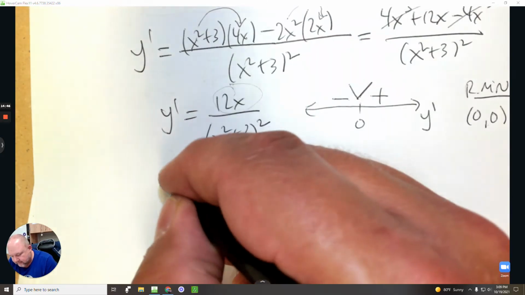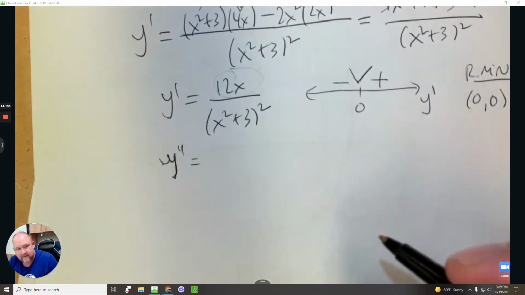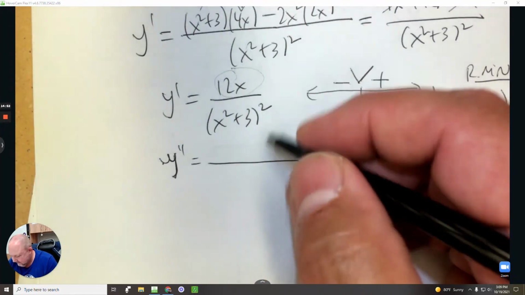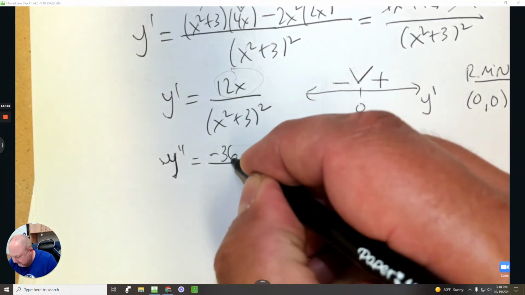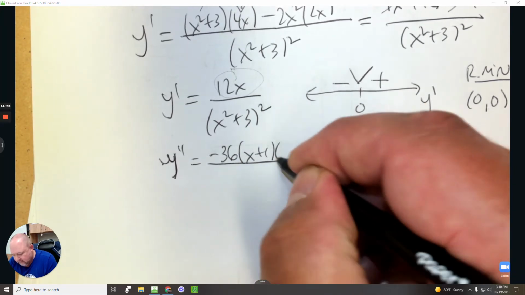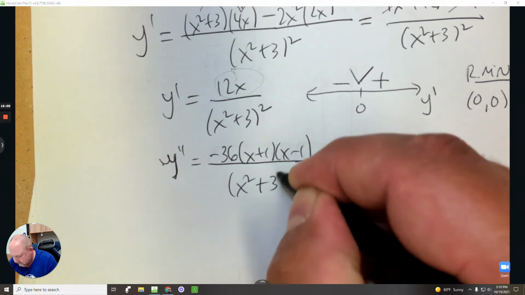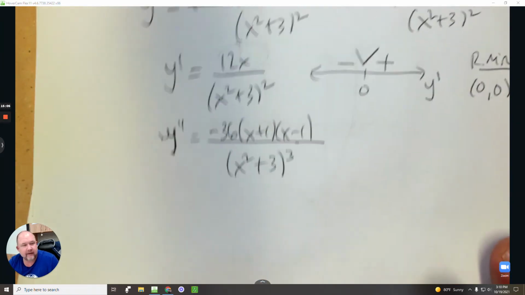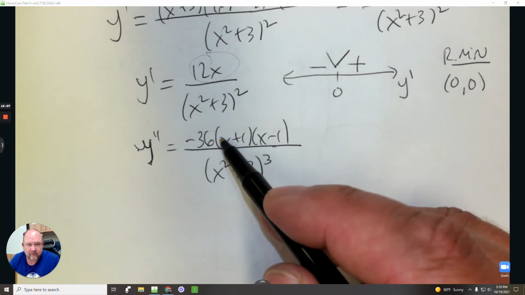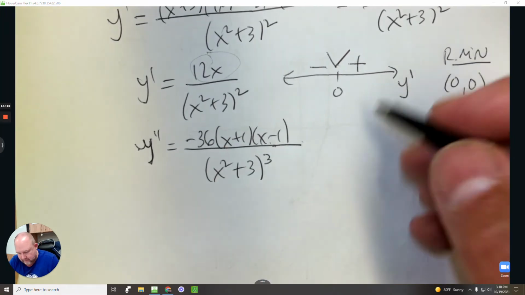The second derivative is given, so I'm just going to write it down. That's a weird y. So that's negative 36. Now, x squared take away 1, I'm just going to do a difference of squares right away because it'll be helpful to me. So if I solve it, the two answers, if I take the numerator equal to 0, would be -1 and +1.